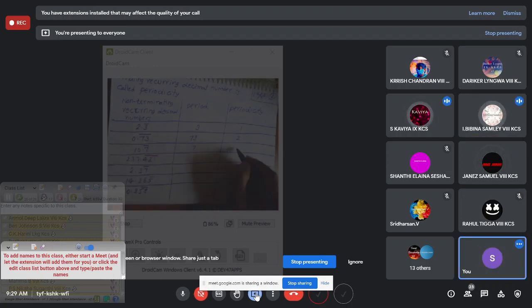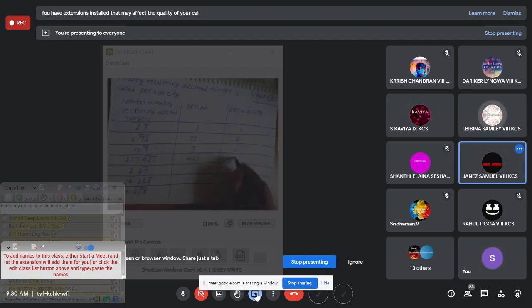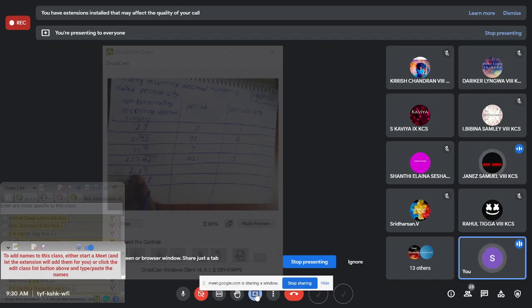This knowledge is very useful later. For this number, the period is 4 2 1. Periodicity? 3. What is the period? 7. Periodicity? 1. What is the period for this number? 5. Periodicity? 1. What is the period? 5, 8.